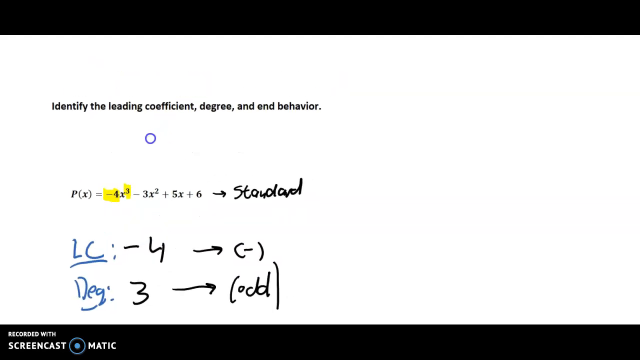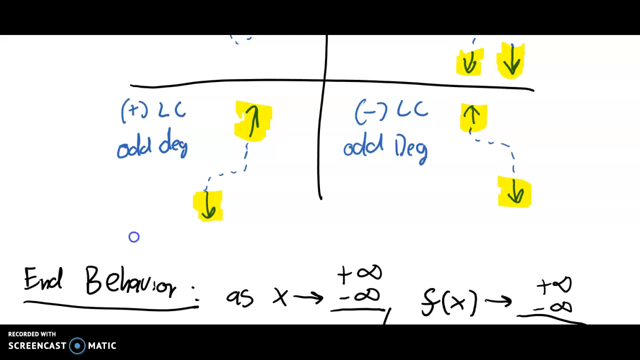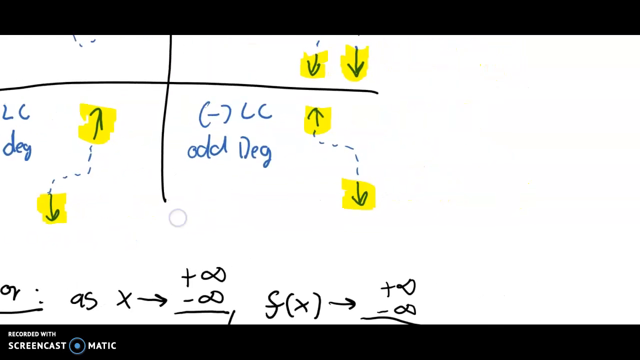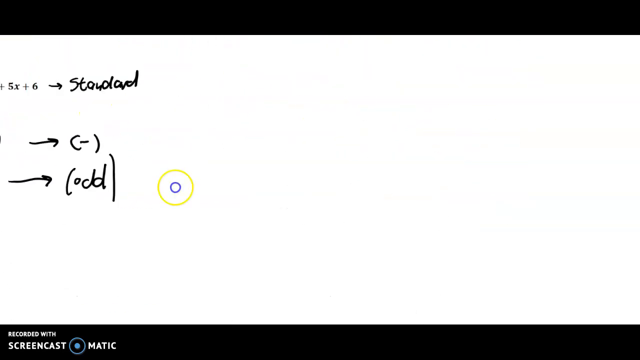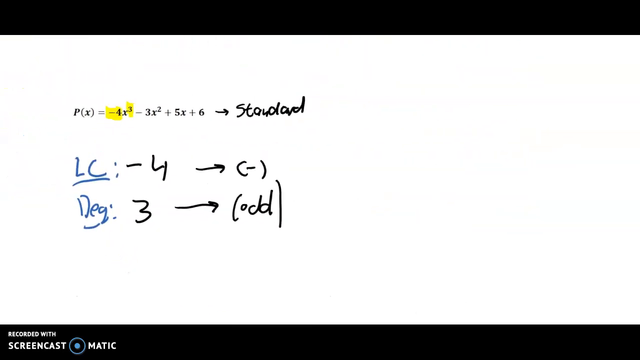I go back up to my chart. Okay, that's right here. This is the shape my graph is going to take. I don't know what happens in the middle, but we're not concerned about that. I know on the left-hand side, it's going up, and on the right-hand side, it's going down.